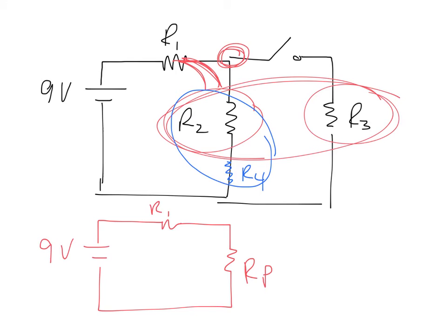You need to know your laws. You've got to know your laws. They're on the formula sheet, but you need to know what they mean. So in parallel, we know that the voltages are all the same, but the current is split up to each resistor, and the resistances are reciprocal sums. In series, the currents are all the same, the voltage is split up to each resistor, and the resistance is the sum of the resistances.